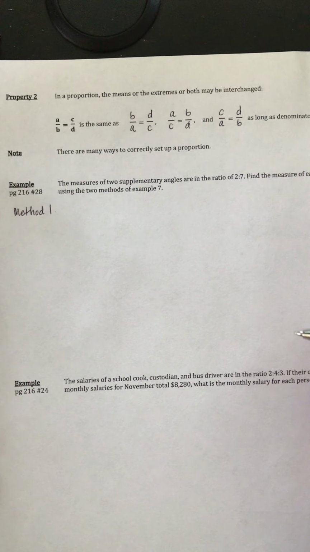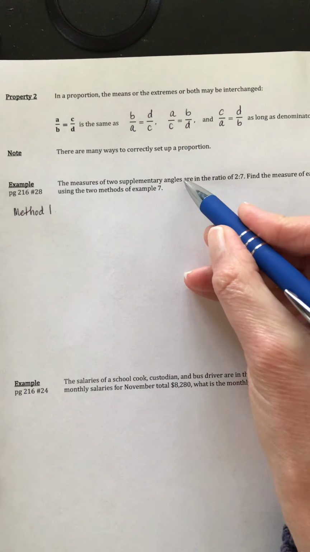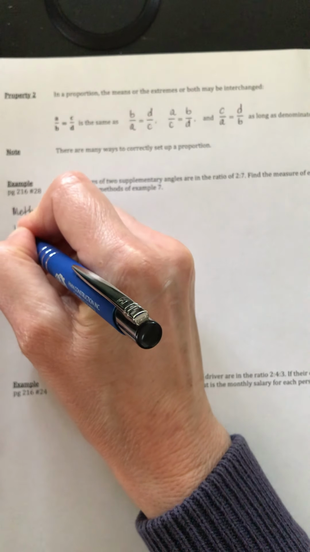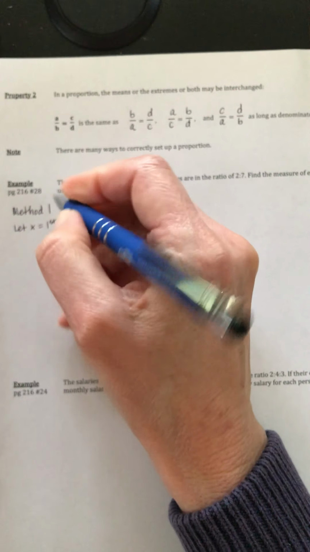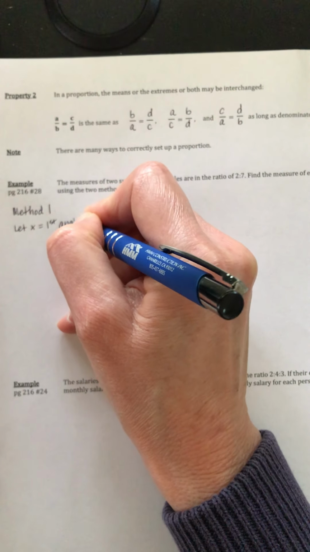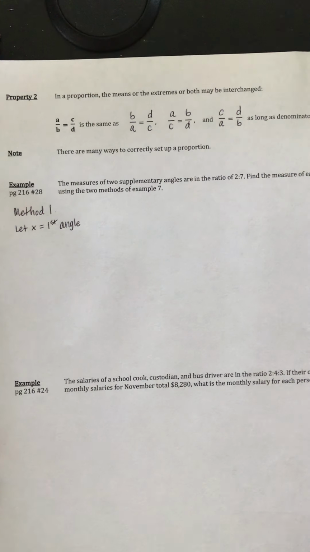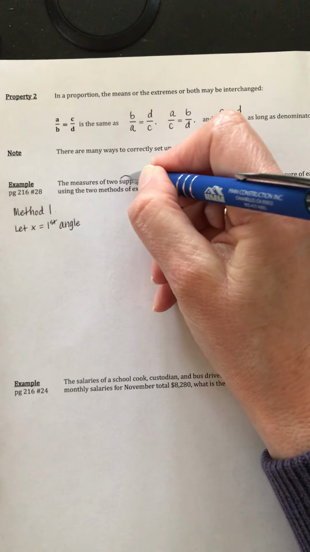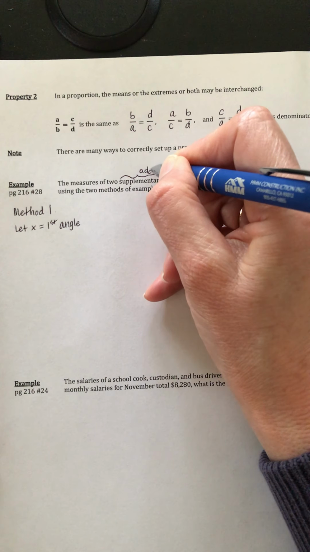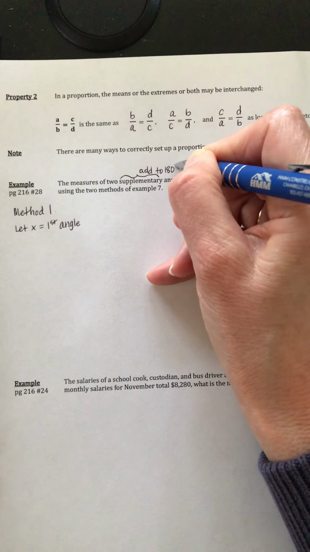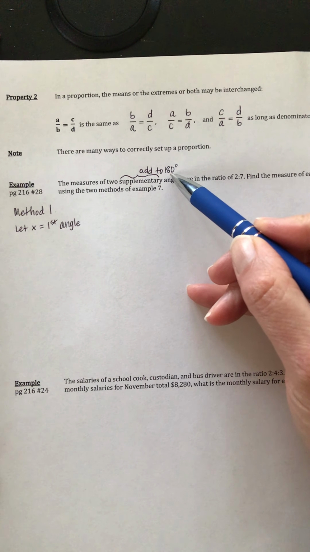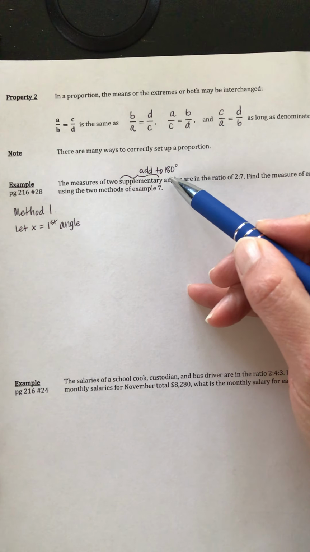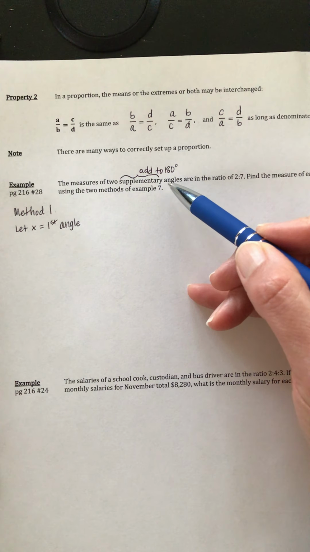Okay, we are told that we have two supplementary angles. So we're going to let x equal the first supplementary angle, or just the first angle. And how would we get the second one? Well, we know they're supplementary, so they must add to 180 degrees. So if I told you that the first angle measured 80, you'd tell me subtract that from 180 and the other would measure 100.